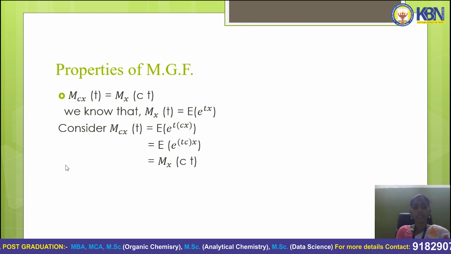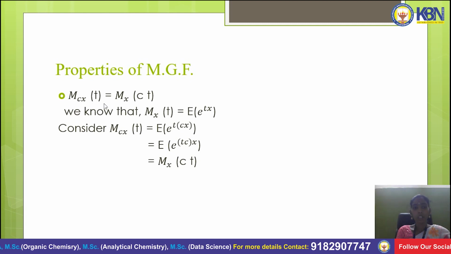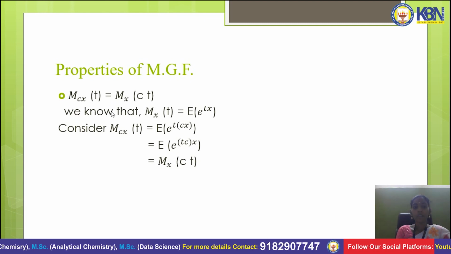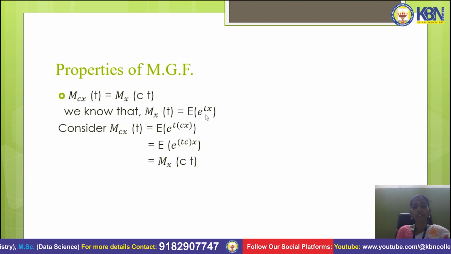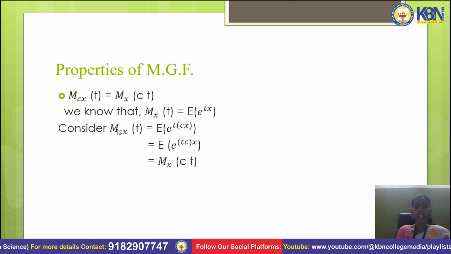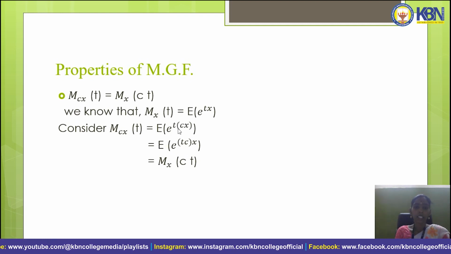Properties of M.G.F. The first property is M_cX(t) is equal to M_X(ct). We know the M.G.F M_X(t) is equal to expectation of e^(tX). Let us consider M_cX(t), that equals expectation of e^(t cX), where we write X as cX, that equals expectation of e^(tc X). We can write this as M_X(ct) or M_X(tc).